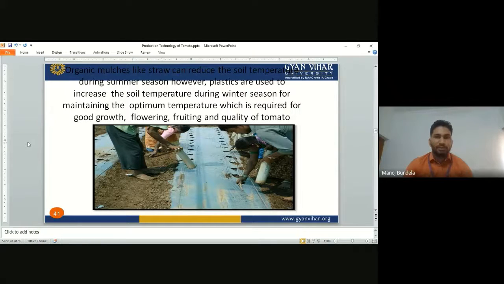Normally the organic mulches we can use in the summer season, because in summer the temperature is already high, so we have to reduce the soil temperature. We can use straw or organic mulch. But in winter the temperature is less, so we have to increase the soil temperature. In that case we can use the black mulch, because black mulch will absorb the sunlight and increase the soil temperature, maintain it, and increase the quality of the fruits, flowering and fruiting.